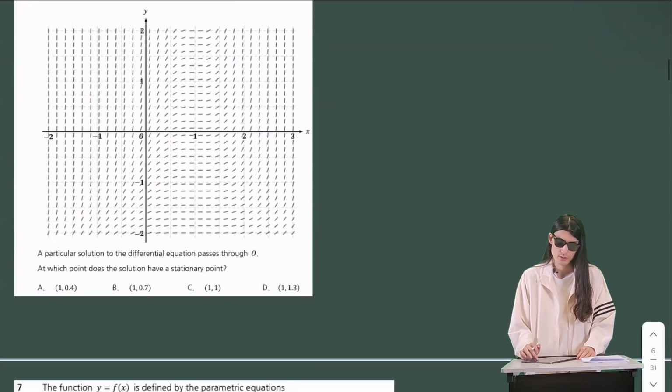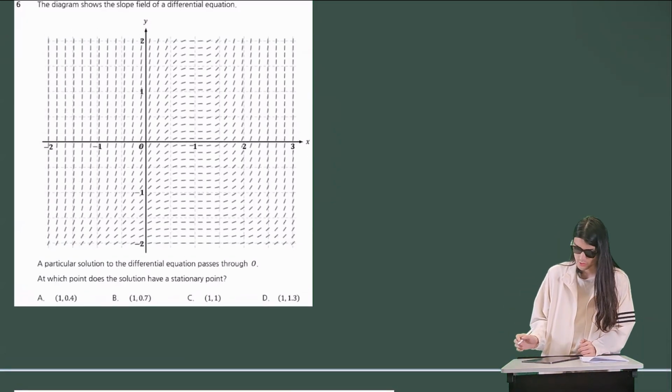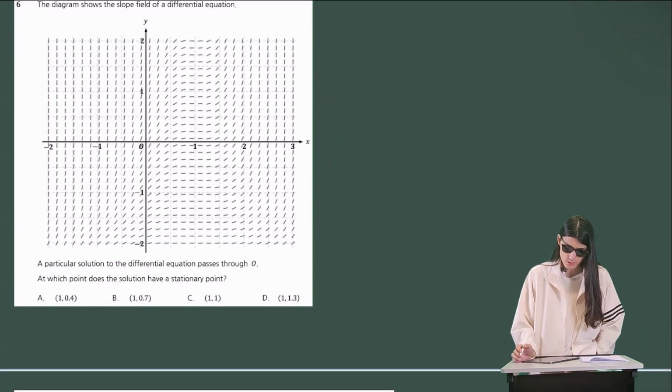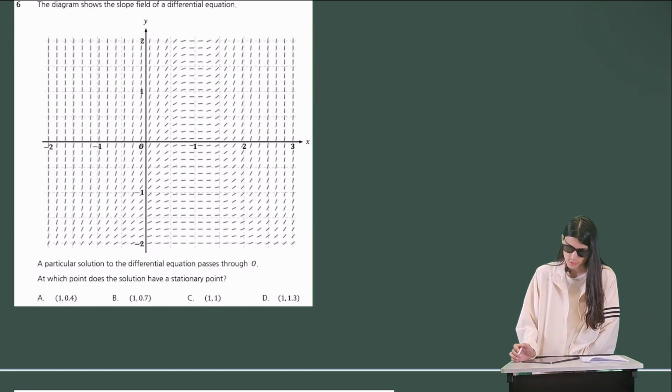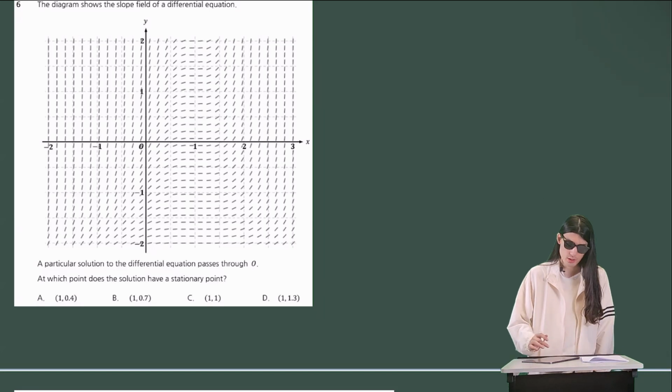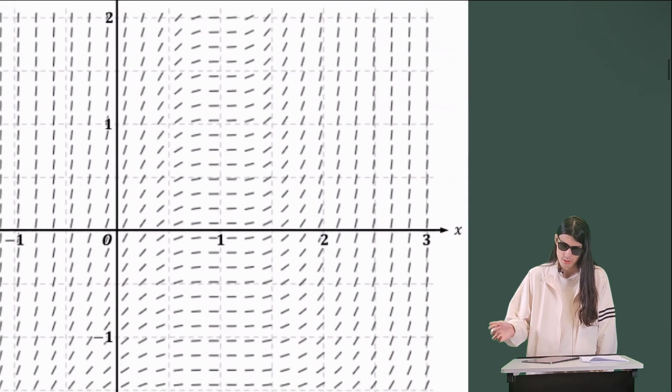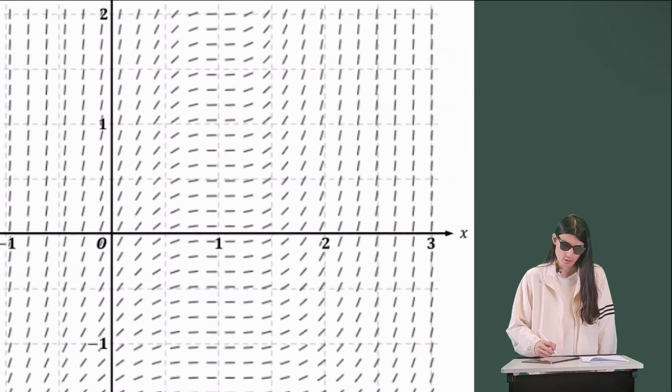Okay, then. Now moving on to question number 6. For this one, you just basically had to trace the particular solution which passes through the origin carefully. So in your first quadrant, you just had to carefully trace the solution which passes through the origin by following the slopes that are shown in the slope field.